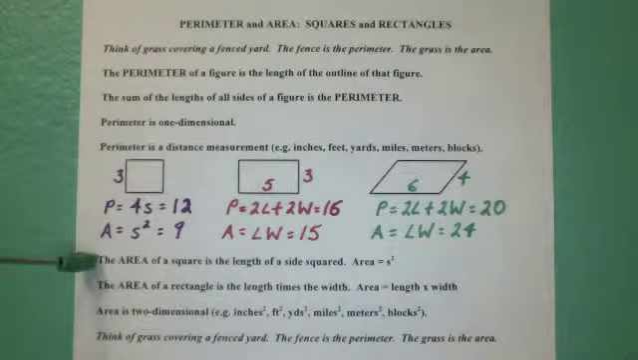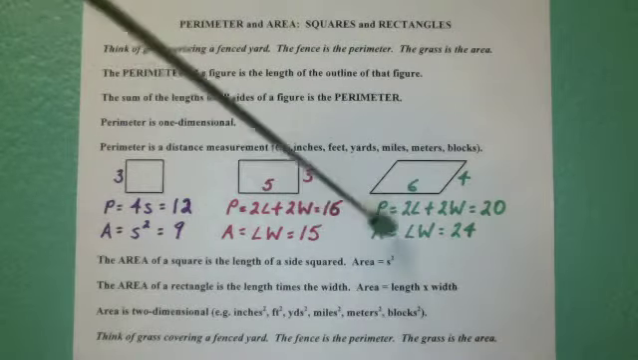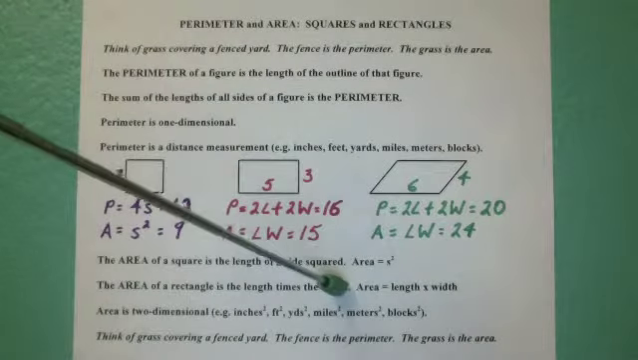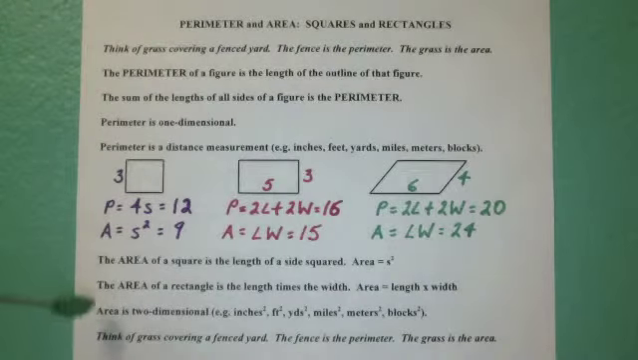The area of a square is the length of a side squared. Area equals s squared. The area of a rectangle is the length times the width. Area equals length times width. Area is 2-dimensional. For example, inches squared, feet squared, yards squared, miles squared, meters squared, blocks squared. I want you to think of grass covering a fenced yard. The fence is the perimeter, the grass is the area.